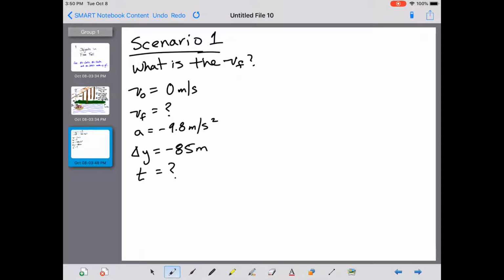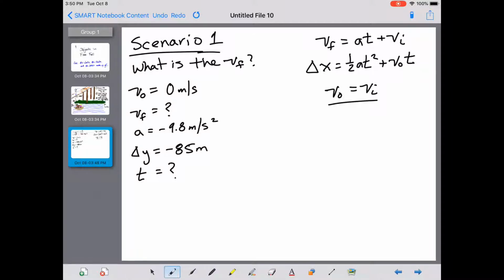The two equations we can use, we've got V final equals acceleration times time plus V initial. And we've also got this one, delta X is equal to 1/2 AT squared plus V initial times time. And one thing, sometimes you'll see me write this, sometimes you'll see me write this. Those are the same thing. They represent V initial. Now what's annoying is physics, there's just so many ways to notate things. I'm going to write both just so you get used to seeing both.